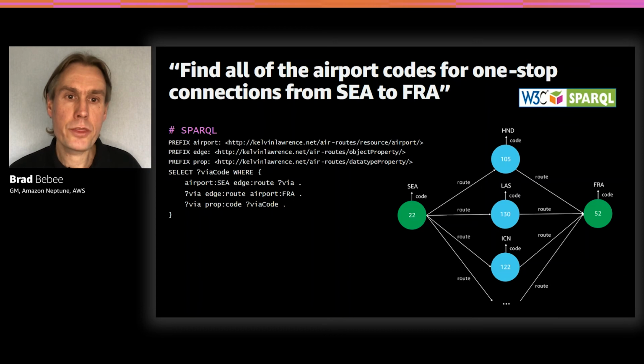So we add a third triple pattern, this question mark via prop code via code, and you'll see that in this case the triple pattern has two variables in it, but the variable via has already been bound by the previous triple patterns. And so we're really just binding the code and getting that to be the return value. So that's how you evaluate that SPARQL query and answer the same question.